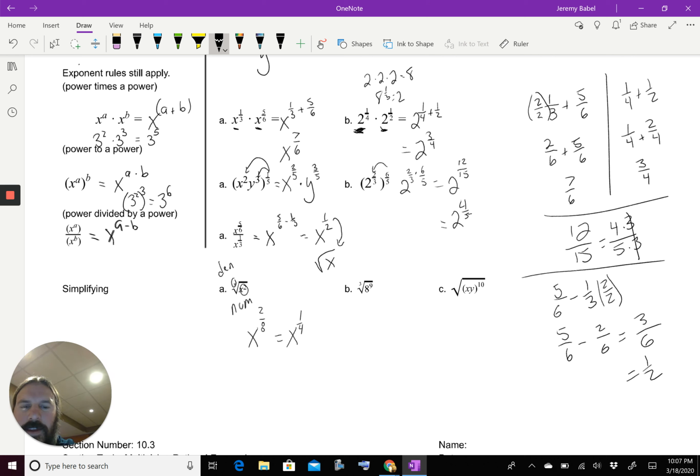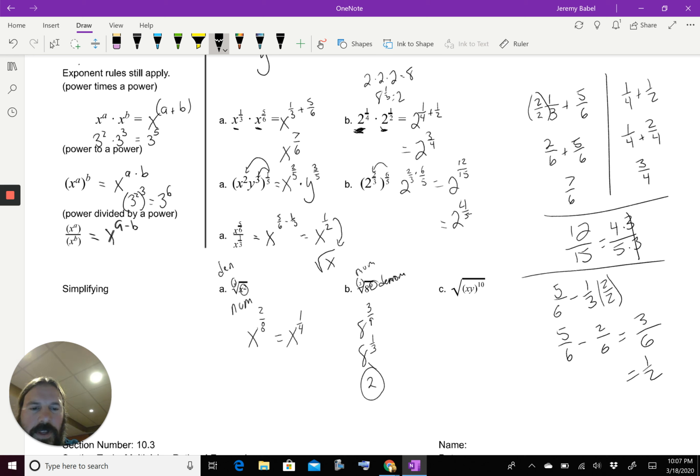And then this next one, we've got the numerator is 3, denominator is 9, so that is 8 to the 3/9, and then that's going to reduce. 3/9 is the same as 1/3, and we've seen a couple times already that 8 to the 1/3 is just 2, because 2 times 2 times 2 gives us 8.